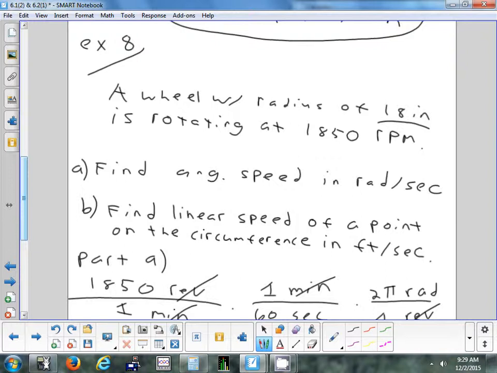Now, eventually, I have to get feet. So I could either change 18 inches to feet right now, or I could do it in inches and then change it at the end. So do you want to change 18 inches to feet now, or do you want to change it later? Now. Okay, so we'll change it now.